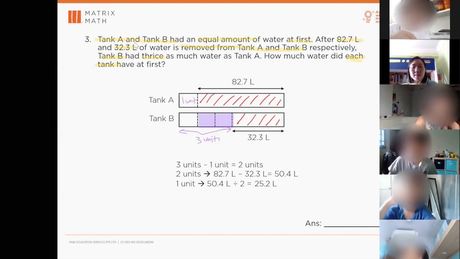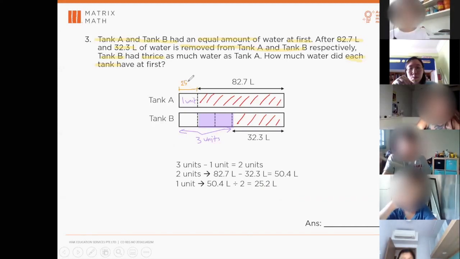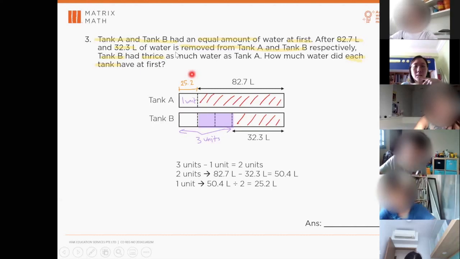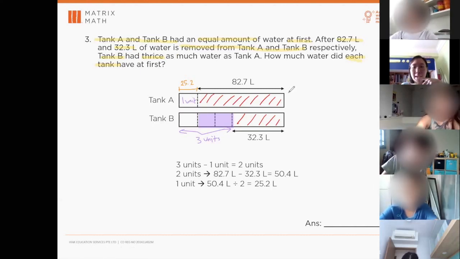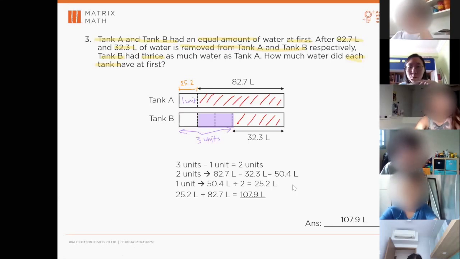Next, we do 25.2 plus 82.7. Very good. So now I know 25.2 is this 1 unit, so I put it in over here. I label in my model. Since you want each tank at first, you can just use tank A. You don't have to use tank B, because for tank B you still need to times 3, a bit more troublesome. So for tank A, you just need to simply use the value of 1 unit plus the 82.7, and you should get 107.9 liters. Well done for those who got it correct.